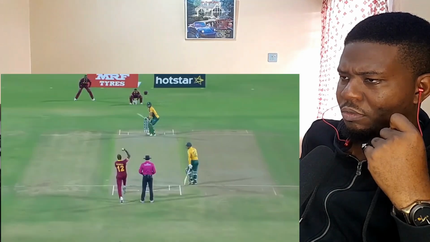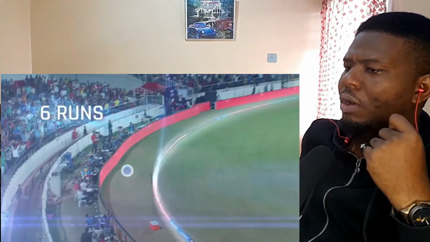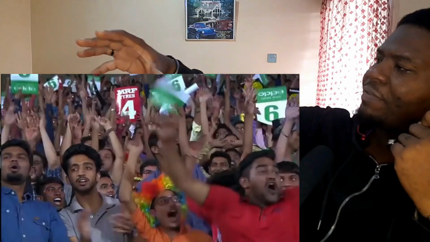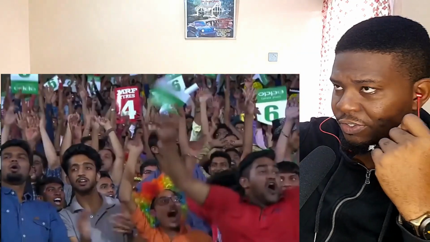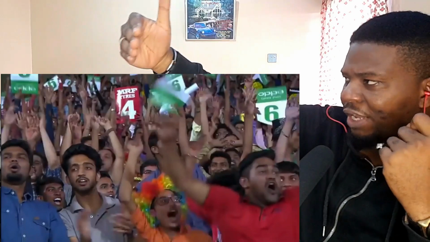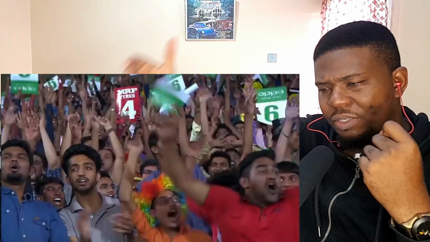If it clears the boundary on the full, it's worth 6, the maximum number of runs that can be scored from 1. Okay. So inside, if it clears that outside, but it's still kind of inside, it's called 4 runs. If it goes to that next barrier, it's called 6 runs.